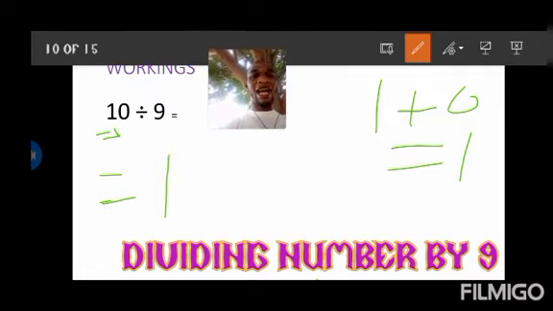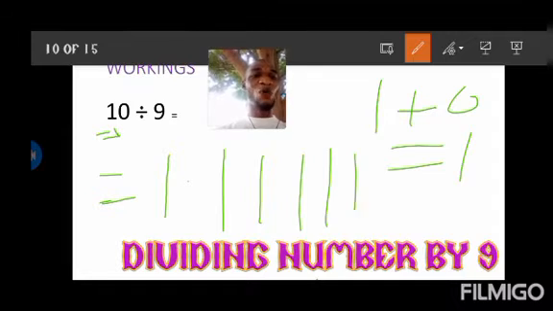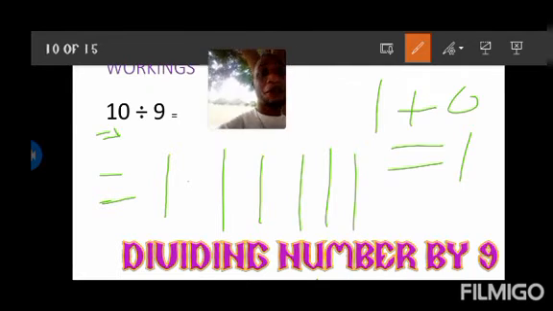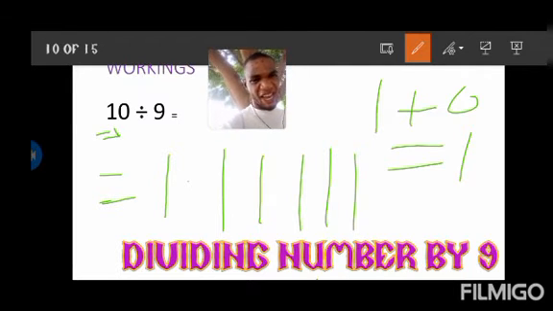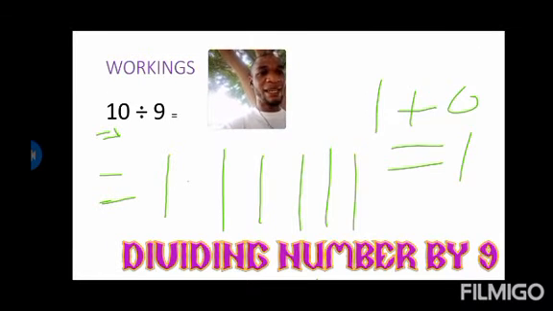Now how many times can 9 go in 1? It cannot go. You drop your point. Remainder 1. Then write your 1, 1, 1, 1, 1 continuously, and that is the answer. Isn't it great? Very wonderful. Simple, right? So let's move to the next.